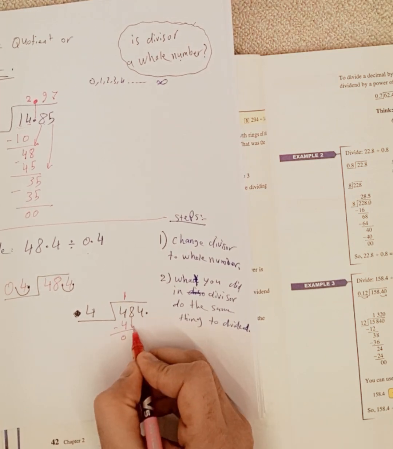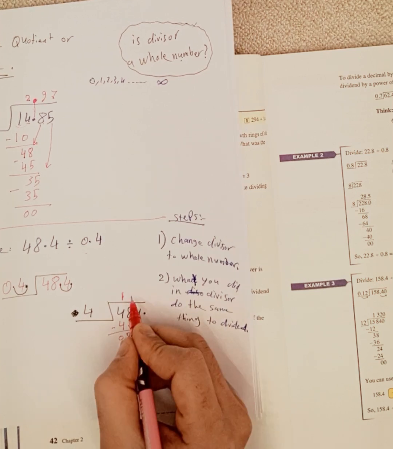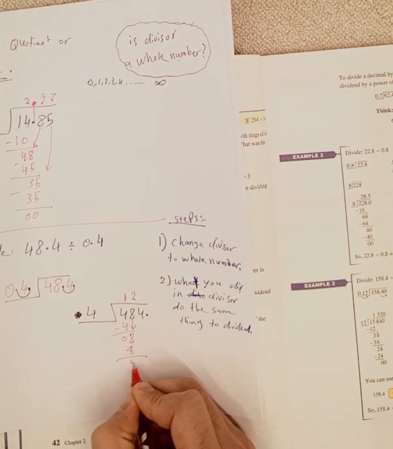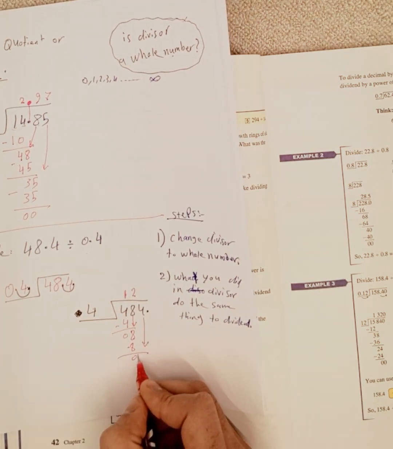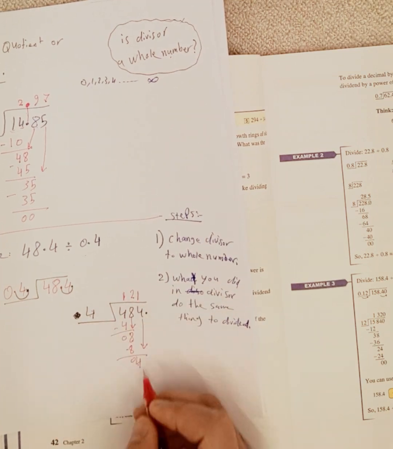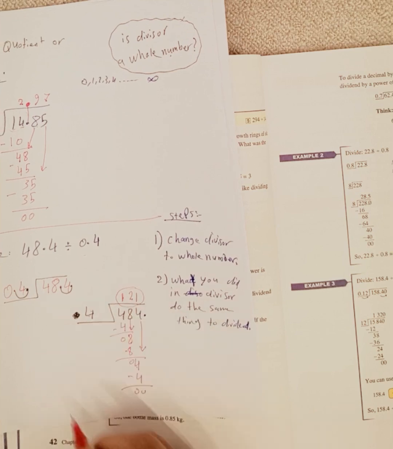It's going to be 8. How many 4s do we have in 8? 2. 2 times 4 is 8, minus it's going to be 0. Still there is one more digit left, which is 4. How many 4s do we have in 4? 1. 1 times 4 is 4, 0, 0. So the answer is 121. Okay? That's the answer.